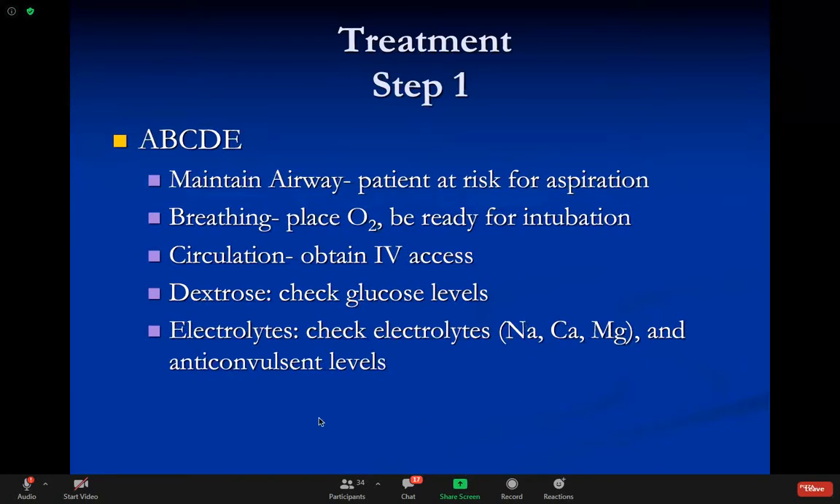Here it mentions anticonvulsant levels. So some drugs like carbamazepine and phenytoin, you can measure their levels in the blood. If they are below the range, you could say that this person might not have been compliant, and this is why there's a seizure, and you would probably use your anticonvulsant in managing the current event.